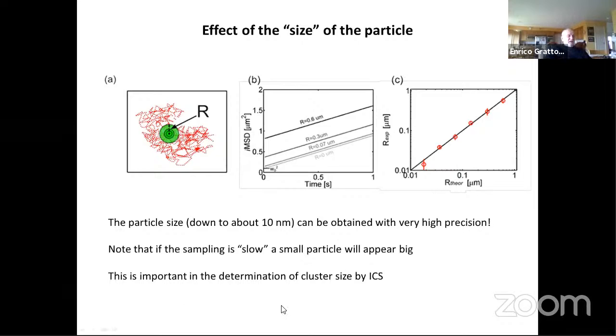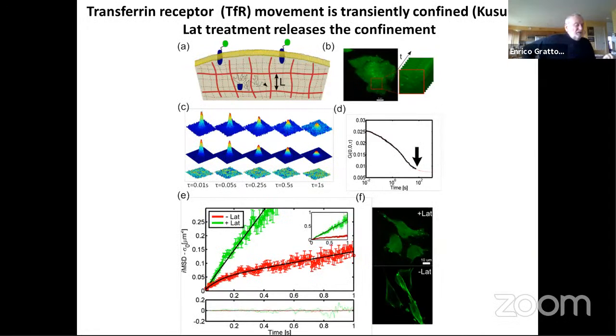So I would say the particle size down to about 10 nanometers can be obtained with this technique with very high precision. Note that the sampling is low. A small particle will appear big. If we expose a camera for some time and the particle is moving, the particle will appear big. So we need to sample as fast as we can in order to obtain this information. Okay, so let's go now to applications.